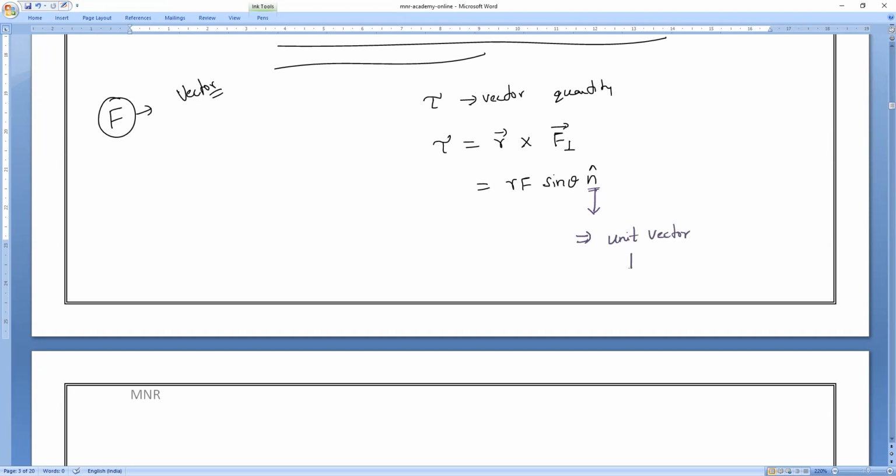So what is the unit vector? Perpendicular to the plane of R and F. So I can write R F sin theta n cap. It is a unit vector, so that formula will become, unit vector means 1, R F sin theta is equal to torque. So that is what you have to remember.